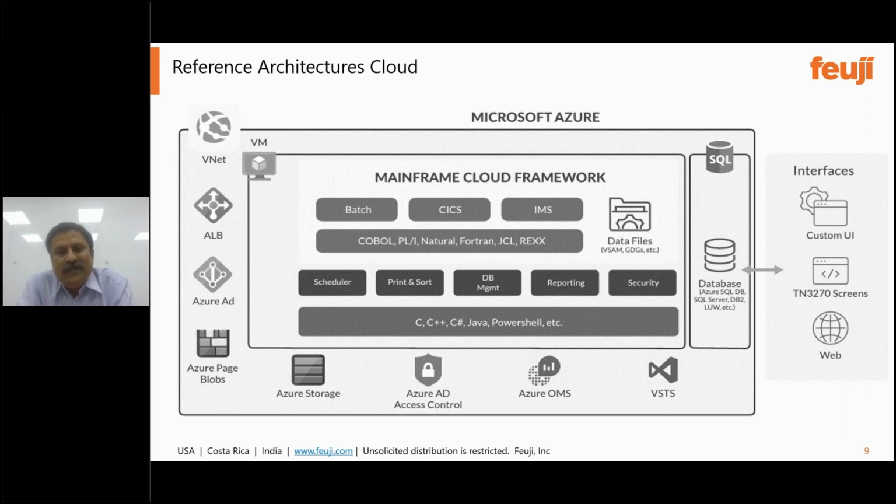Now, the third one we are going to talk about is Azure. In Azure, they talk about Azure providing emulators which help customers run the migrated mainframe workloads as is without even changing anything. And they propose databases like Azure SQL Server, MySQL, a lot of things. And these are all supported by Azure AD Security, Azure Access Control, to put the security controls on the system.